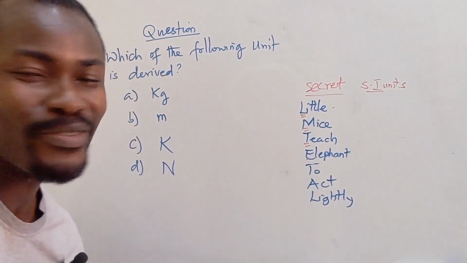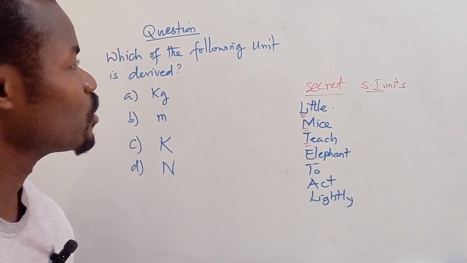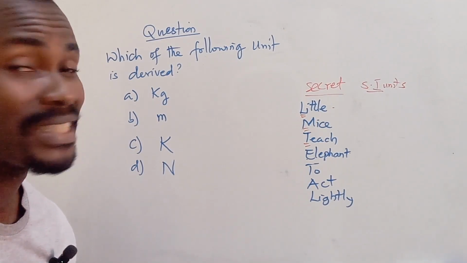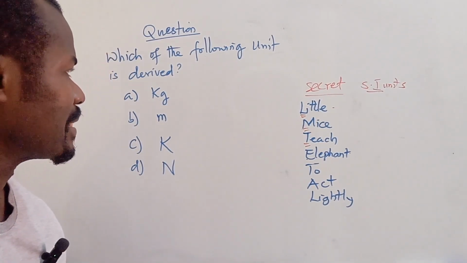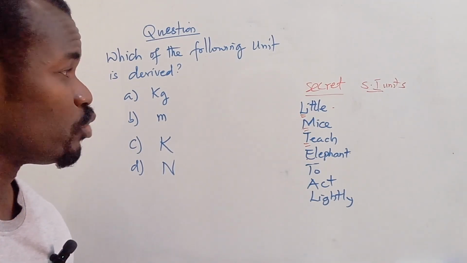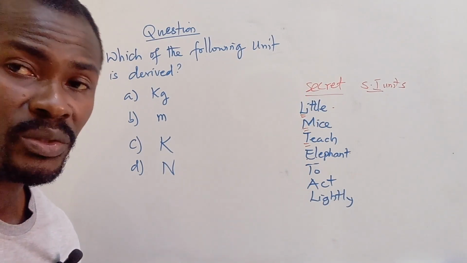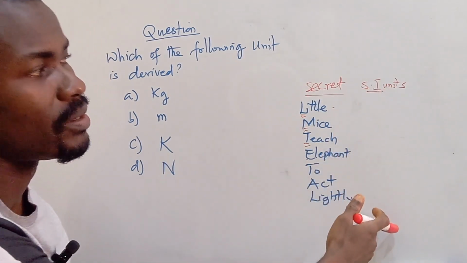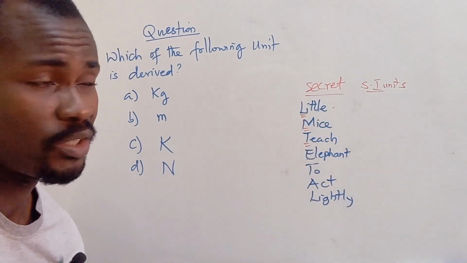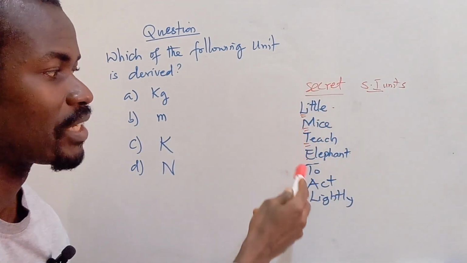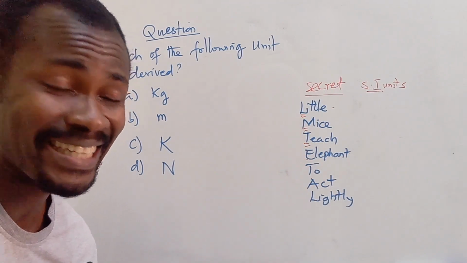Let's look at question number 4. The question says, which of the following units is derived? So it means the unit is not a fundamental unit. All we need to do is bring out the fundamental units using our little secret: Little Minds Teach Elephants To Act Lightly.